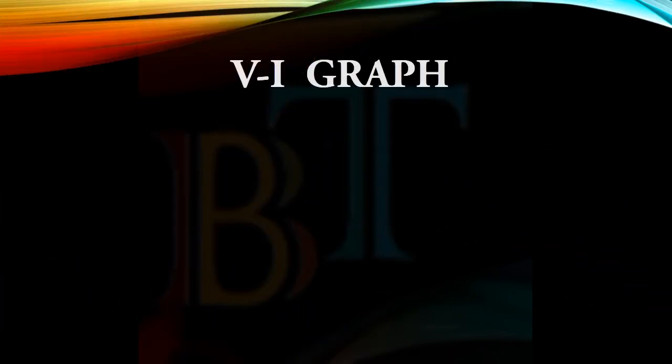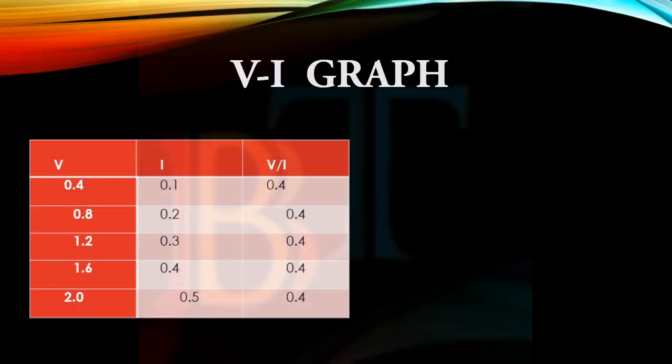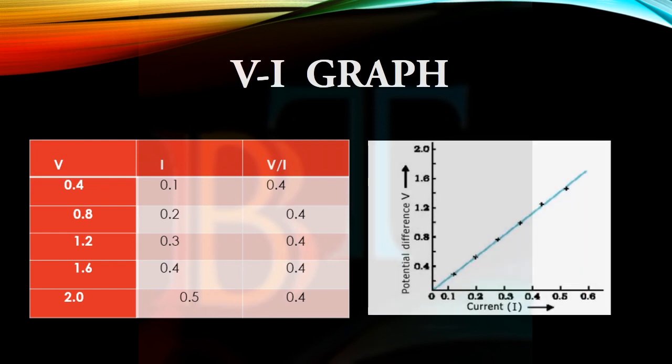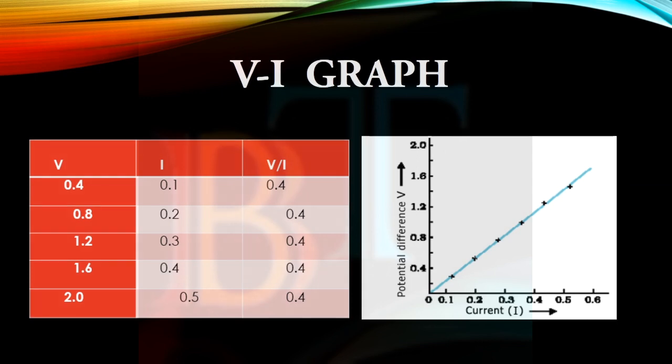Thus, if a graph is plotted by taking V along the y-axis and I along the x-axis, it is found to be a straight line. We have already learned in 9th standard, in graphical representation, that if y is proportional to x, then the graph will be a straight line with a slope. So here V is proportional to I, so we will get a graph which is a straight line, and the slope of the graph gives the resistance of the conductor. Here, if I is equal to 1 ampere, then V is equal to R.